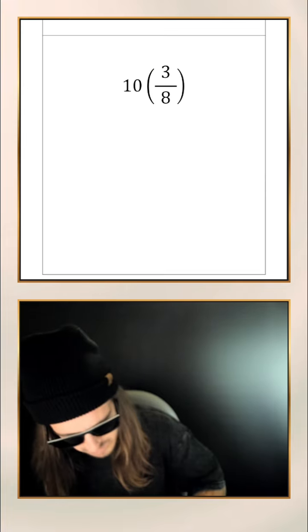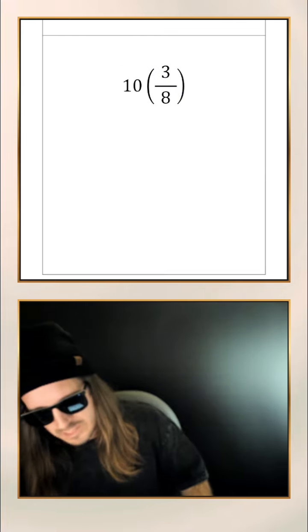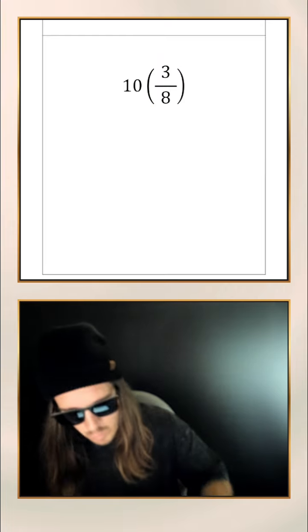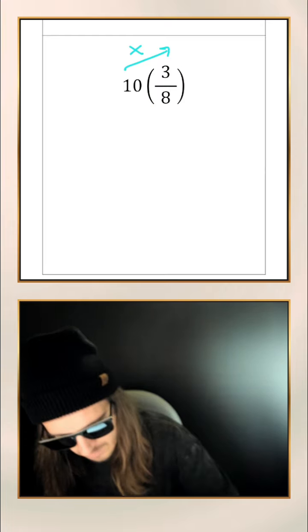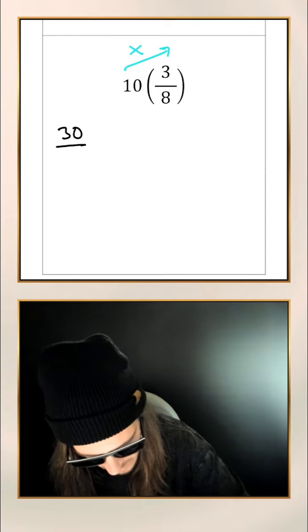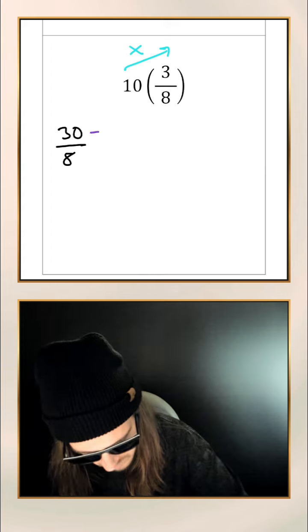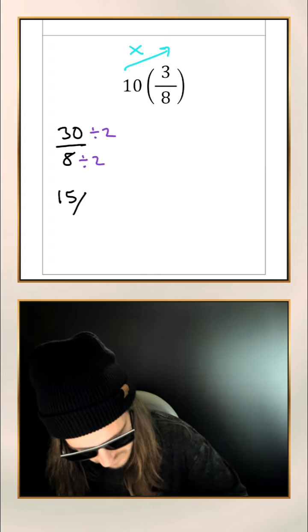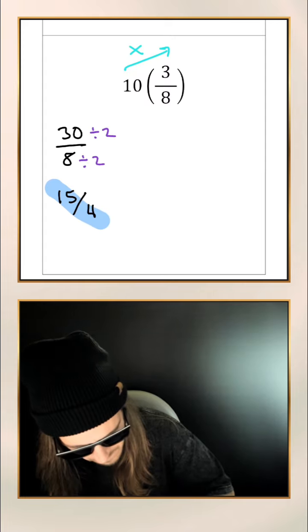What about this last one here? 10 is not divisible by 8, neither is 3/8 reducible, so we seem to be in a corner here that our only option is to multiply up. 10 times 3 is 30. 30 and 8 are both divisible by 2, so we reduce for an answer of 15/4, and that's correct.